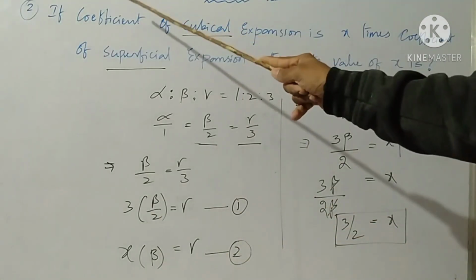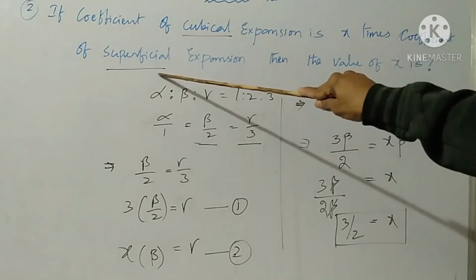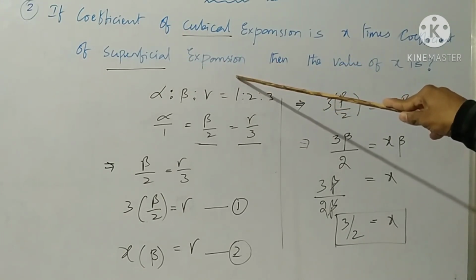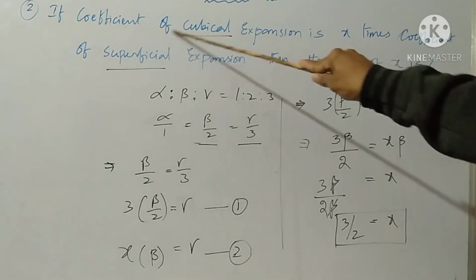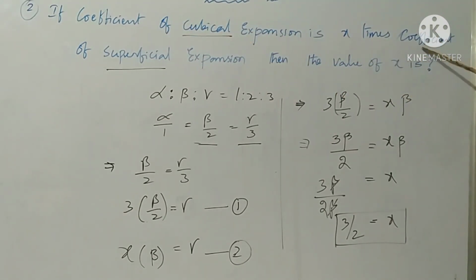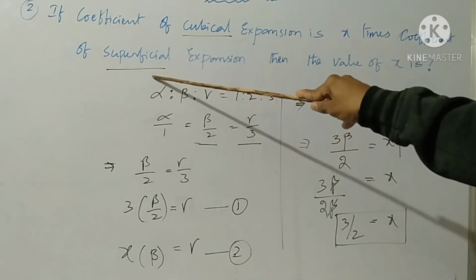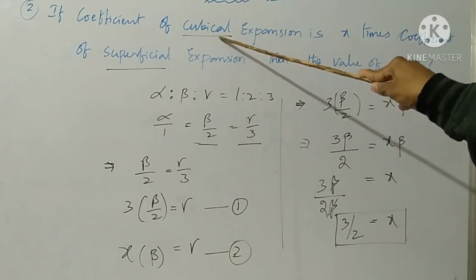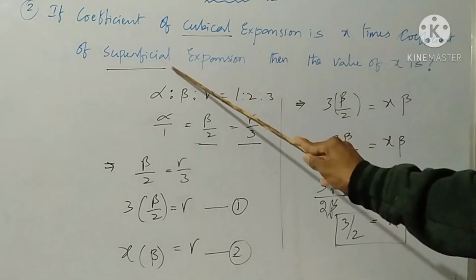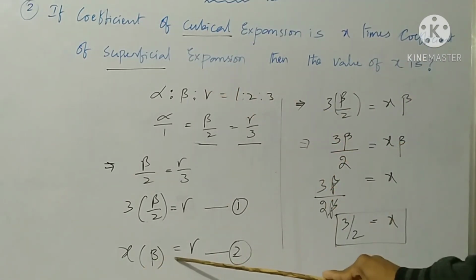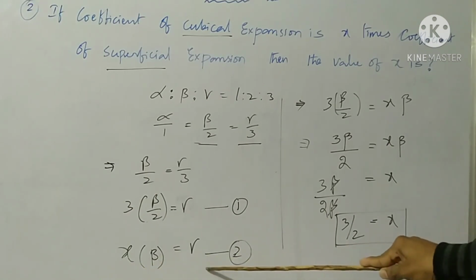This is our next question, the second one. If the coefficient of cubical expansion is x times the coefficient of superficial expansion, then the value of x is? Here the coefficient of superficial expansion is beta, and the coefficient of cubical expansion is gamma. So gamma is equal to x times the coefficient of superficial expansion, so gamma is equal to x into beta. This is superficial expansion, this is volume expansion.